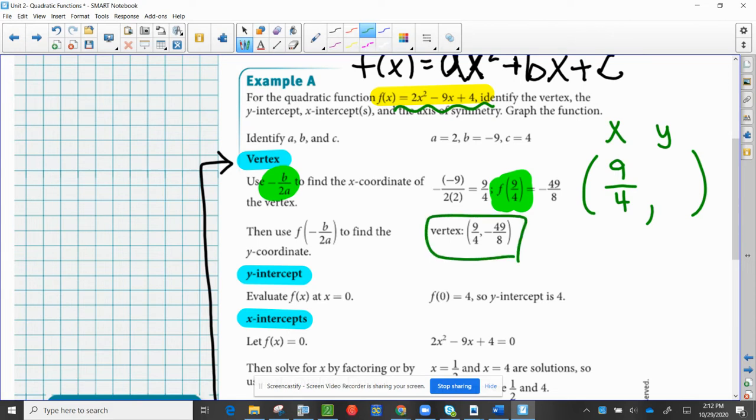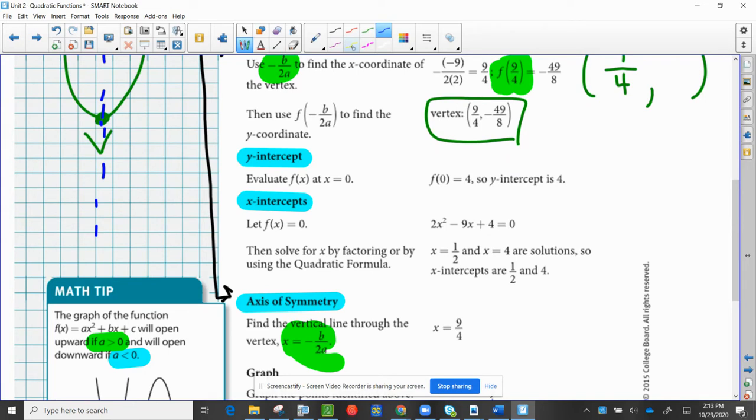The vertex, remember, is the highest or lowest point on a parabola. So if we have a parabola, your vertex is that highest or lowest point. And your axis of symmetry would pass through that, because your axis of symmetry is what cuts the graph in half. That's why the axis of symmetry and the vertex will always go together, because they go through one another.